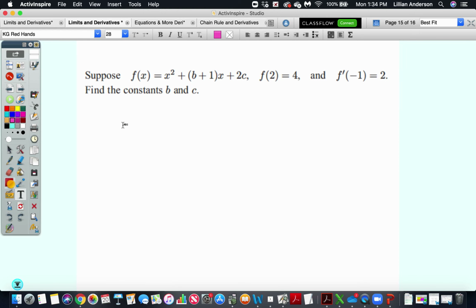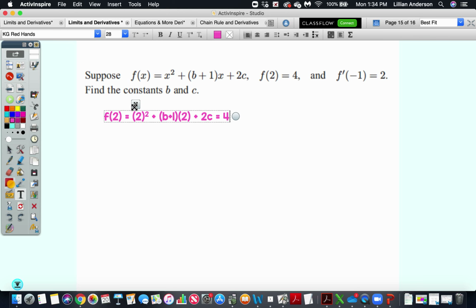So to start out, f of 2 basically means that you plug 2 into the function and you set it equal to 4. So that means that I'm going to plug in 2 for all my x's. Okay, remember b plus 1 is a constant. That's going to get multiplied by 2 here. And all this is going to be equal to 4.